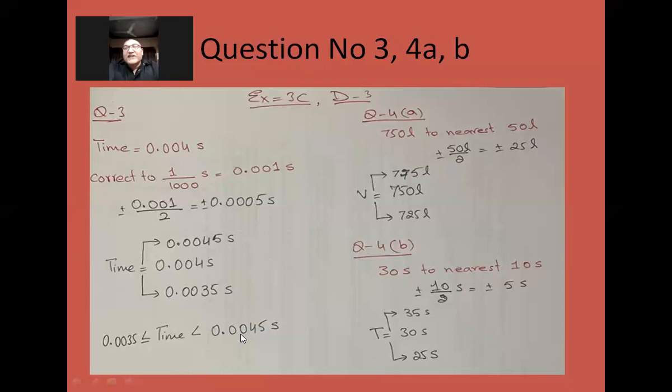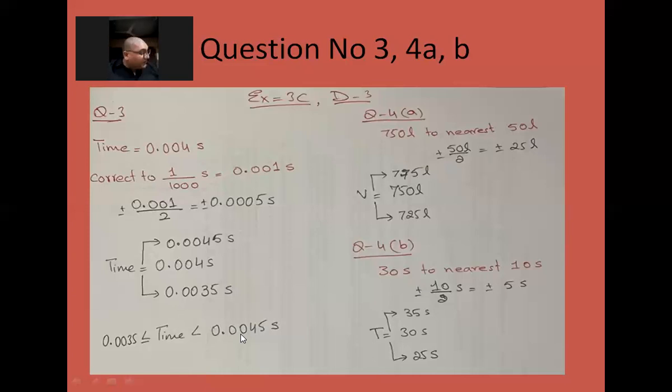So whatever it is correct to, which is 50 liter, you divide that number by 2, and with it you write plus minus. So 50 liter divided by 2 will give you plus minus 25 liter. In your main measurement, if you add this, you will get the upper bound, and if you subtract this, you will get the lower bound. So 750 plus 25 is 775 liter, and that is your upper bound. 750, which is your main measurement, minus 25 liter gives you 725 liter. That is your lower bound. So you see, this is very simple. This is how you find the upper bound and lower bound. That is question number 4A part.